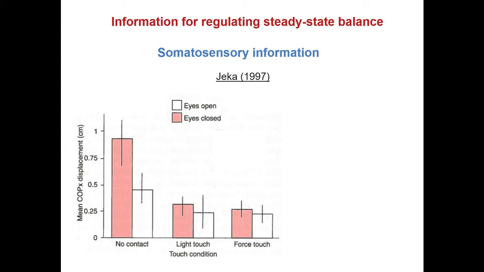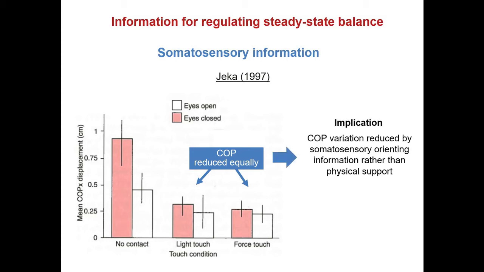If we focus on the no-contact condition, we see that center of pressure variation is much greater when participants close their eyes. In contrast, in both of the touch conditions, closing the eyes did not increase center of pressure variability. What we're seeing here is the center of pressure variation was reduced equally in both of these conditions. The implication here is that posture is stabilized by light touch just as much as it is by forceful touch.